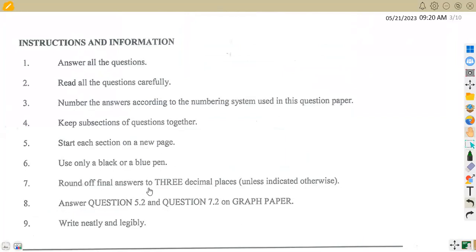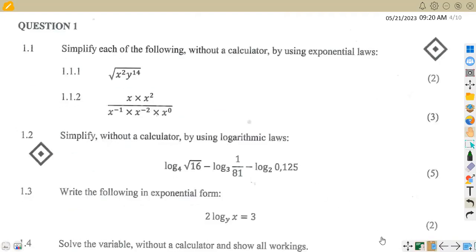Make sure that your answers are to 3 decimal places, which is the most important part, and also show all the proper working on your calculations. All right, so without wasting much time, let us quickly rush through the questions that we are given.